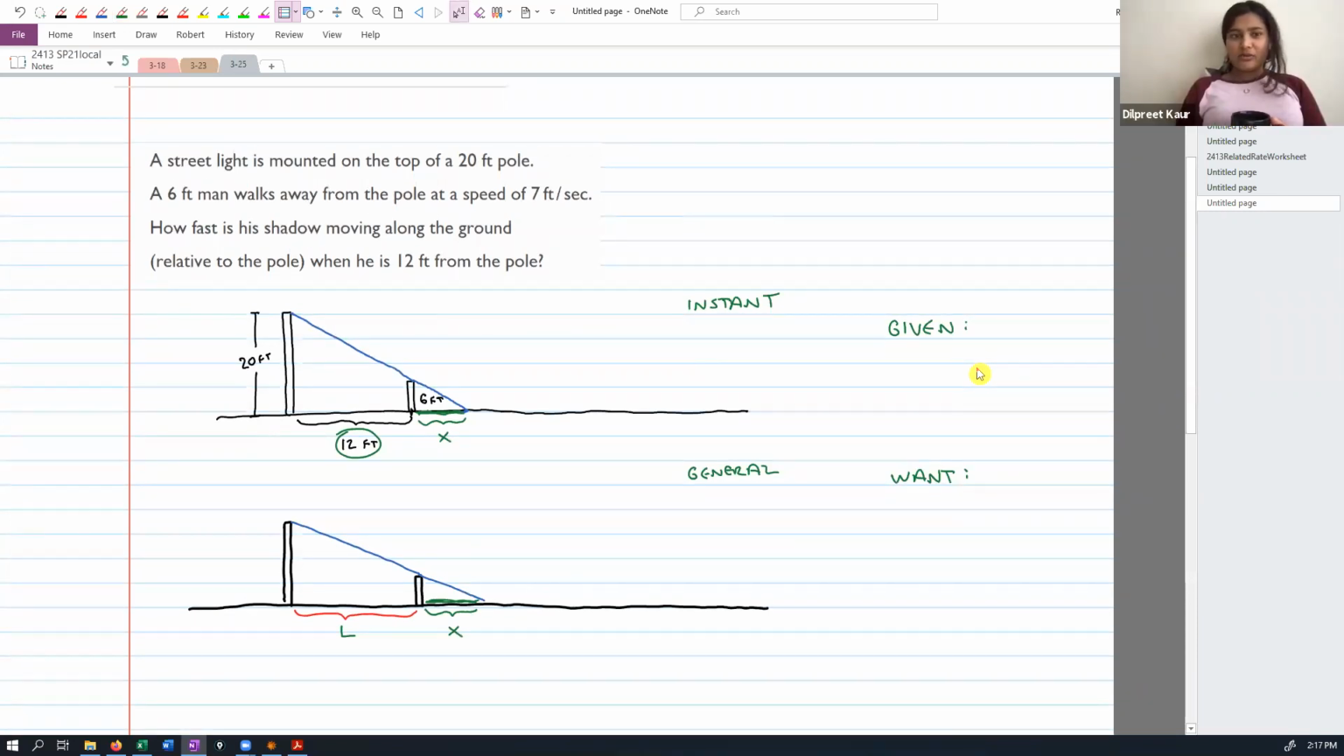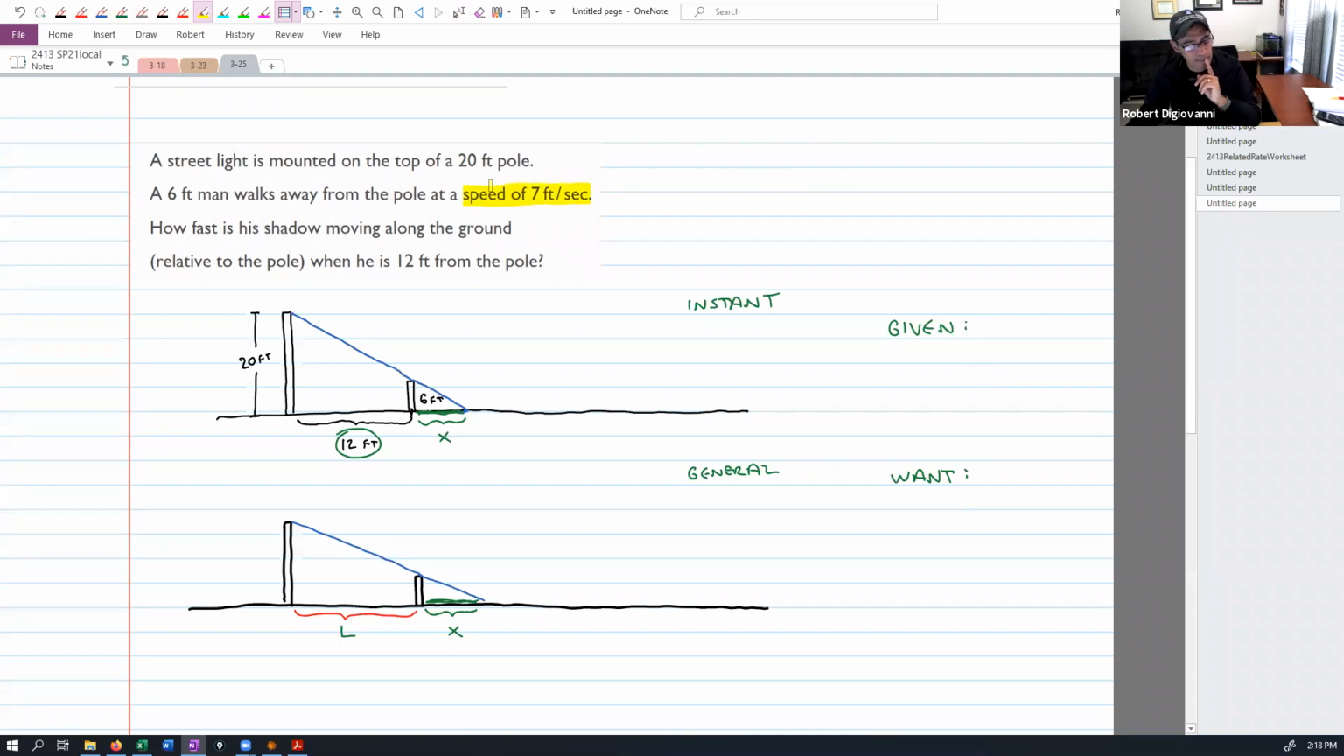What does that 7 feet go with? Where does that 7 feet go? Yeah, good question. Is that a distance from pole to, no, that can't be. Look what it is. It's the speed of 7 feet per second, right? Speed is a derivative. It's the speed of what, Dilpreet? What's moving at 7 feet per second? The man, right? The man is moving at 7 feet per second.